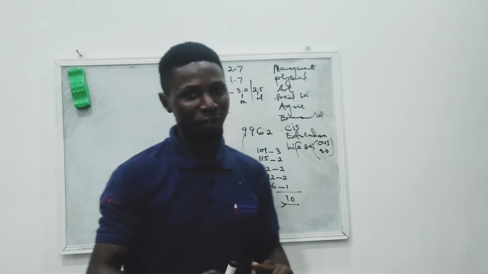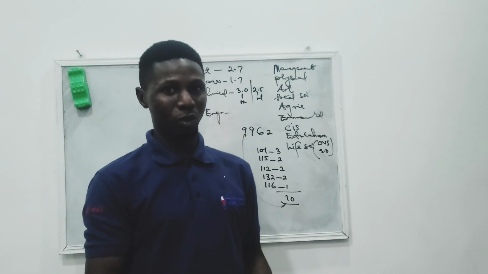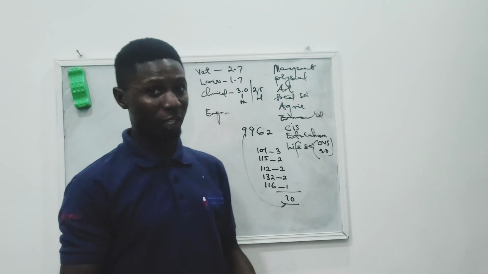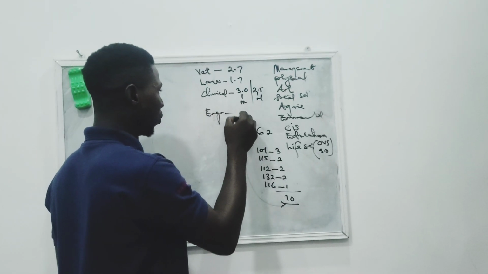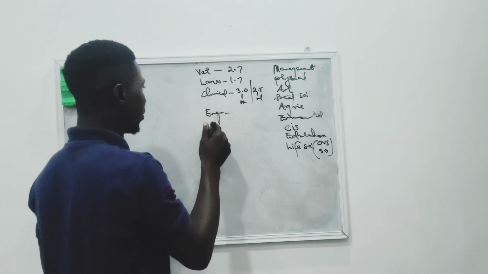So for math, it's also 9. For physics, it is 6. And for star, it is 2. Now, if you pass 9962, you will discover that your GPA at the end of the day will even be more than 2.5. So those that put the condition of 9962 know what they are doing. So that is just for engineering. Now, the next one is basic medical.